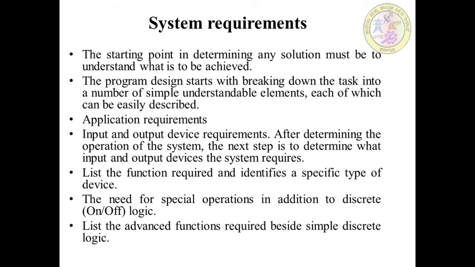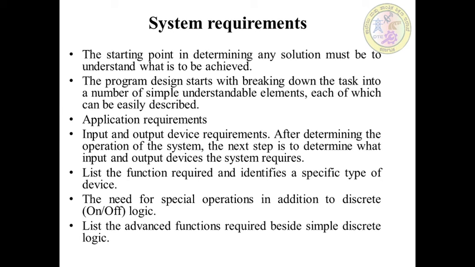And what are all the general requirements of a system? The starting point in determining the solution is that we must understand what is to be achieved. That is, the program design starts with breaking down the task into a number of simple, understandable elements, each of which can be easily described. Then the application requirements and input output device requirements.